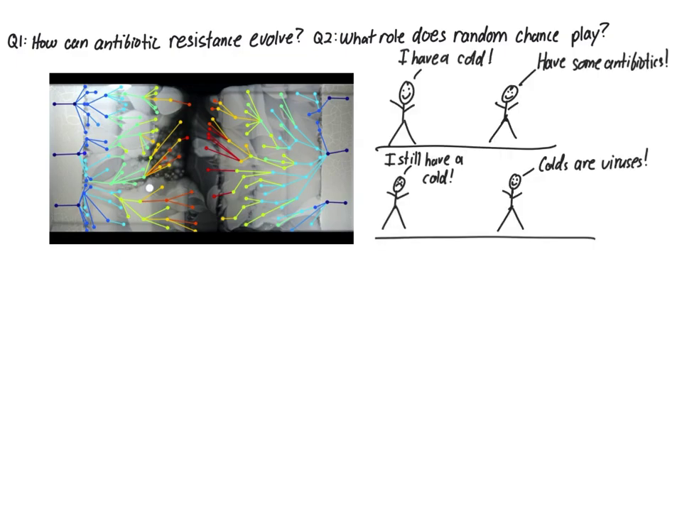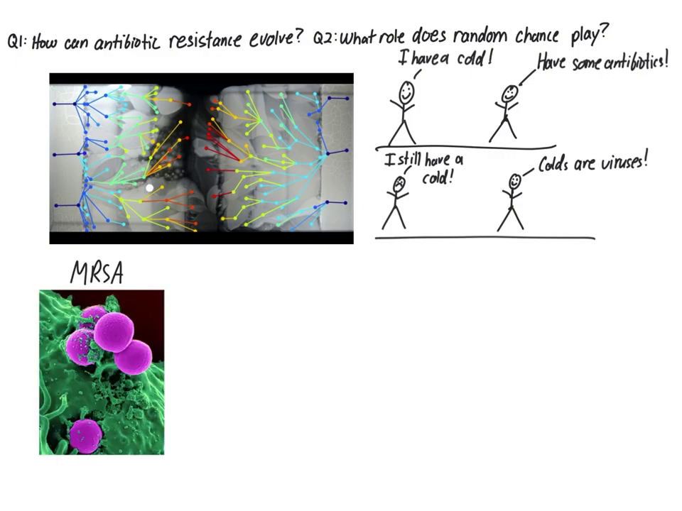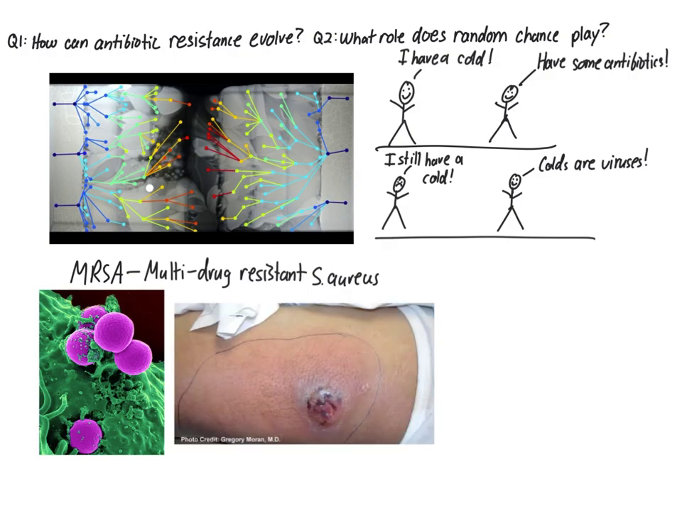As you might imagine, this is relevant medically, as the overuse of antibiotics has selected for human pathogens like MRSA, or multi-drug resistant Staphylococcus aureus, that are resistant to multiple antibiotics. So I'm going to show you a picture of a MRSA infection, and if you're squeamish or you don't want to see it, you can turn away from the video for a few seconds. Okay, here's the picture.